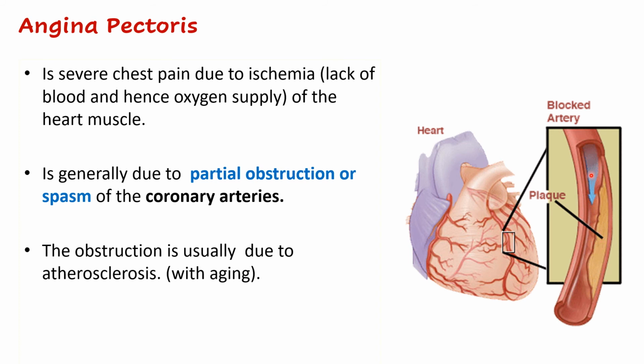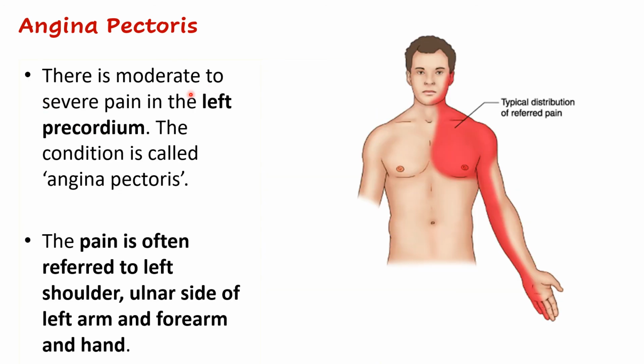So here the blood supply is not completely blocked, right? The vessel has narrowed and the blood supply has decreased. In case of angina, there is moderate to severe pain in the left precordium, that is, in front of the heart, the sternal region here. So the left precordium, and we call this condition angina pectoris. The referred pain in angina pectoris can also be felt in the shoulder, the ulnar side of the left arm, forearm and hand.